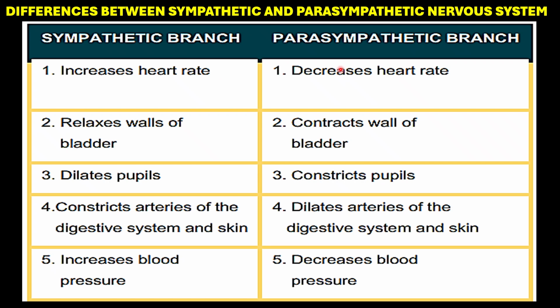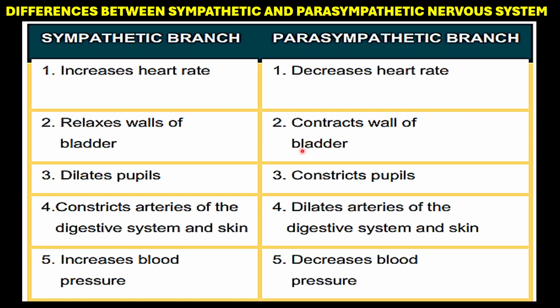The heart is here. There is also a heart rate here. And what's the difference between the sympathetic branch and the parasympathetic? Over here, the heart rate increases, and the opposite of increase is decrease. So here there's an increase, here there's a decrease. The opposite of relax is contract.